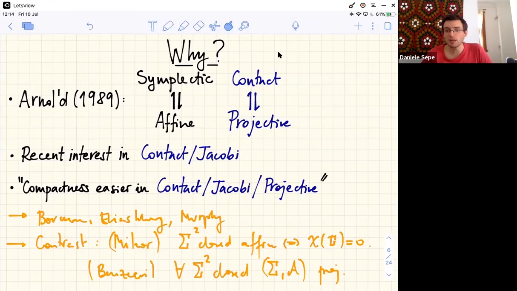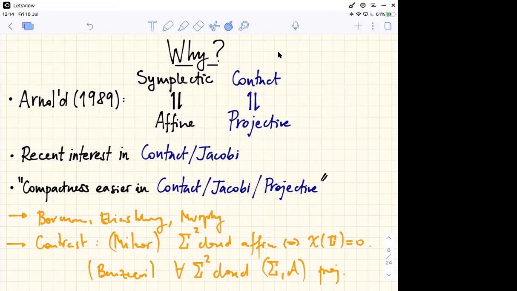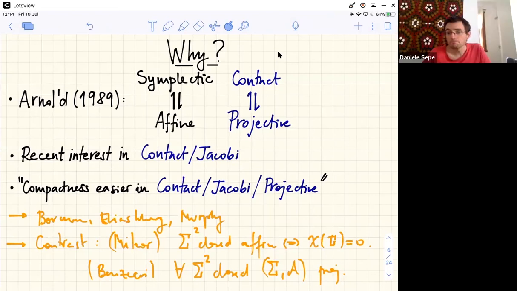Now, Eliashberg and Murphy also proved a very nice result that says, if you have a compact manifold, even dimensional, and you fix an element in H^1, then essentially finding a locally conformal symplectic structure on this manifold with a multiple of that is always possible.